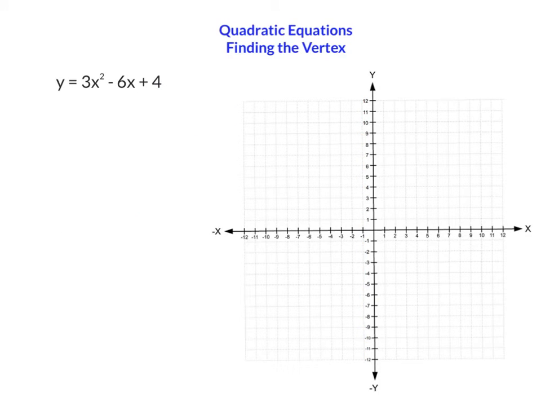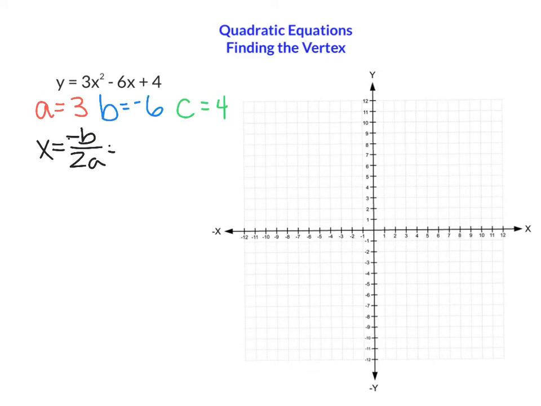All right, we're going to start by labeling our A, B, and C values. Our A is 3, our B is -6, and our C is 4. So let's use our equation to find our axis of symmetry. x equals -b divided by 2a. That means I have -6 divided by 2 times 3, which gives me 6 divided by 6. So my x equals 1.